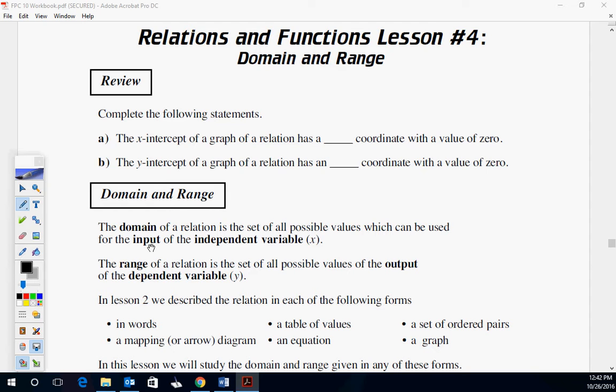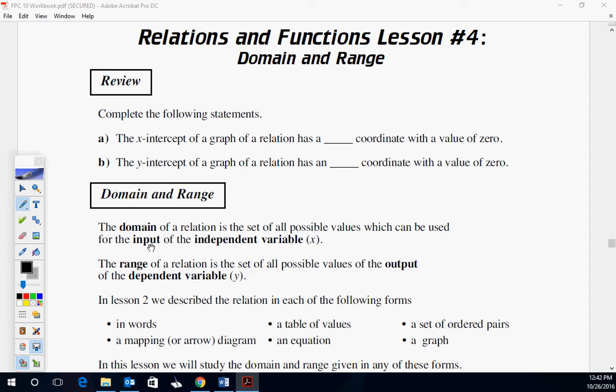Domain is your possible values laterally on the x-axis. Range is your possible values up and down on the y-axis. Okay? So the range is exactly what a range means. What's the range of values you can have? Domain is the range of values you can have for x.